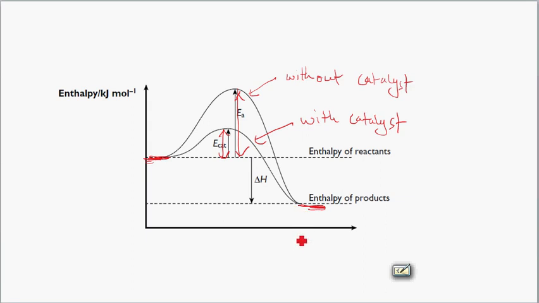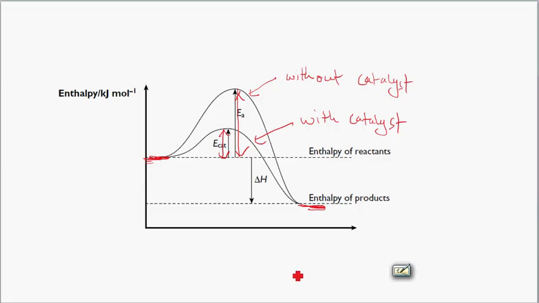So in this video, we looked at the difference between an endothermic reaction and an exothermic reaction. We also looked at energy profile diagrams. You need to know that in any chemical reaction, we have bonds being broken and bonds being formed. When bonds are broken, energy is required. And when bonds are formed, energy is released.